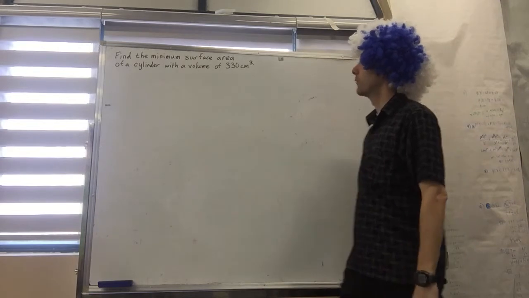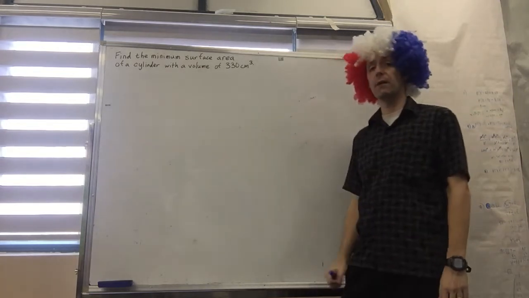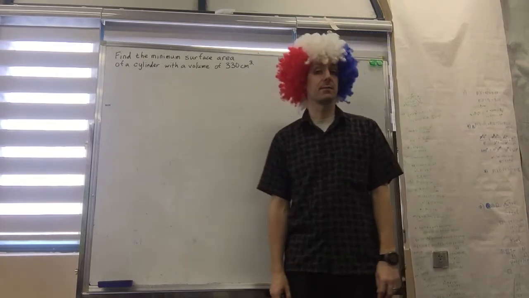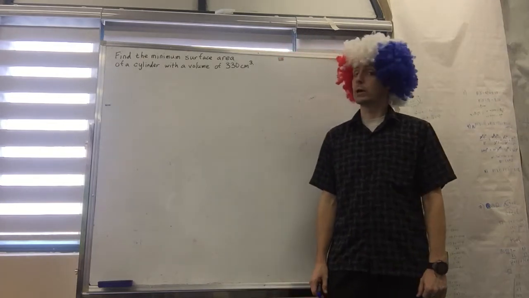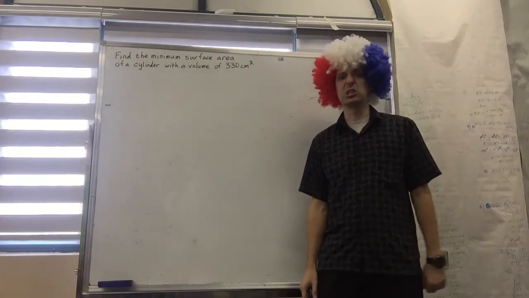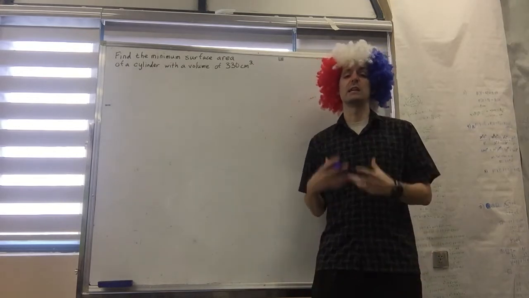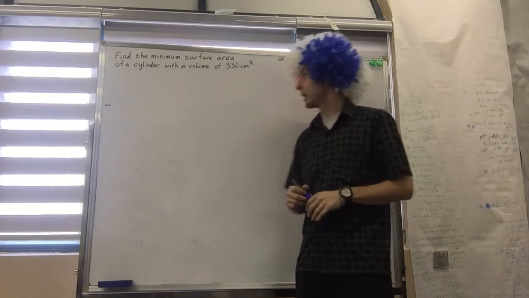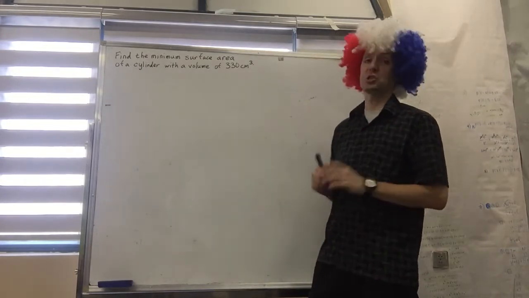All right, so here we go. Find the minimum surface area of a cylinder with a volume of 330 centimeters cubed. Now we're going to have to rack our brains and think back to geometry on this one because we will need volumes and surface areas. So we're going to start with, it asks us for the minimum surface area.